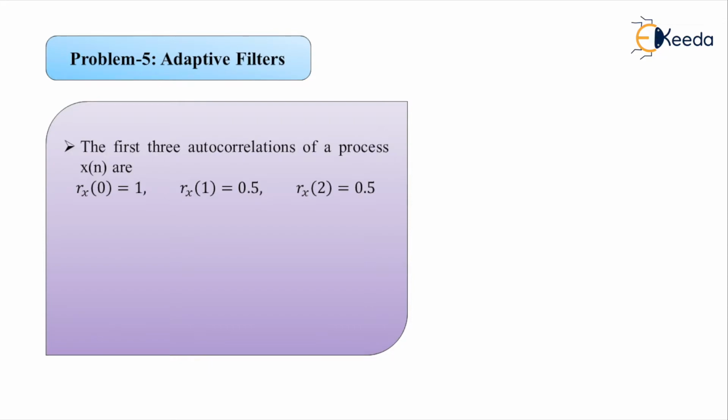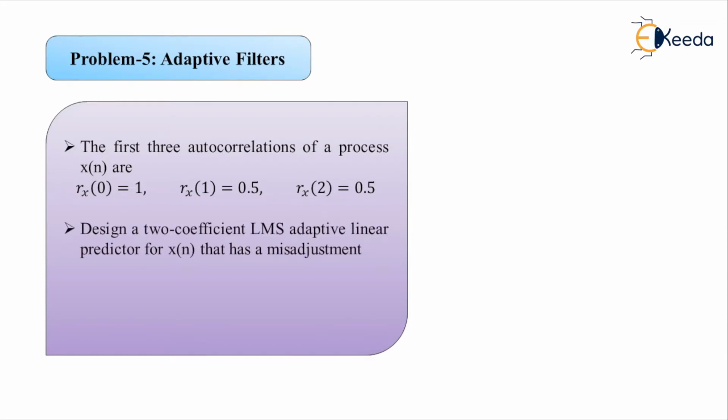We have been asked to design a two coefficient LMS adaptive linear predictor for x of n that has a misadjustment, denoted by capital M, equal to 0.05, and the question continues to ask us to find the steady state mean square error. So this is the complete problem statement, short and simple.